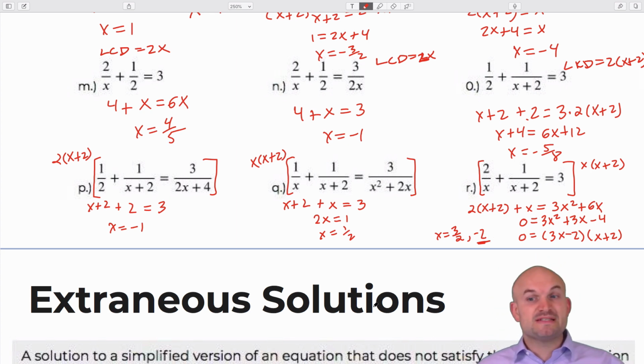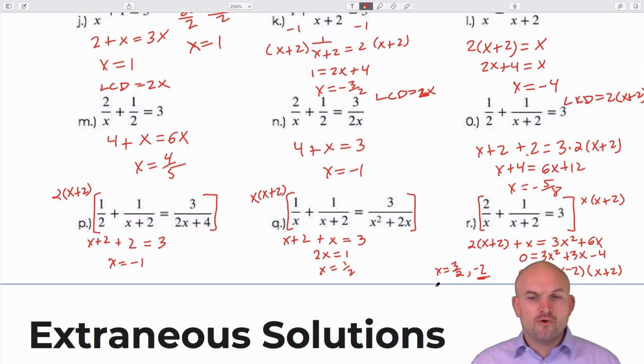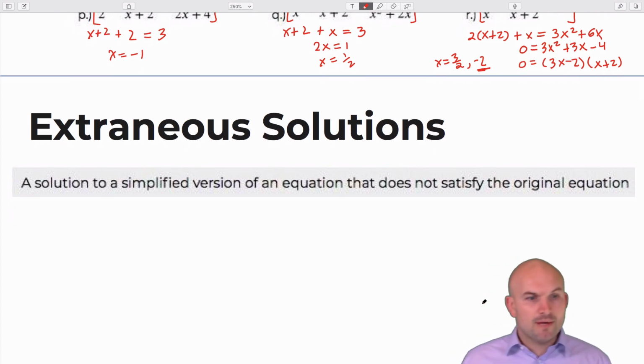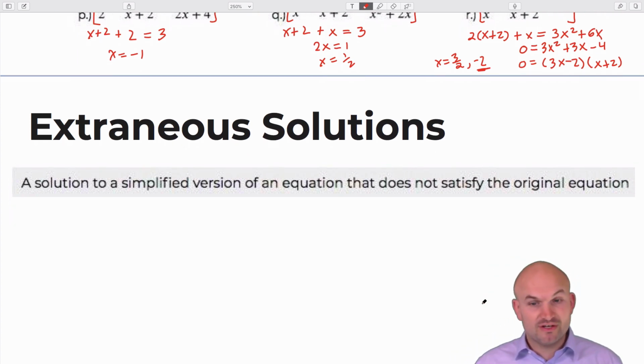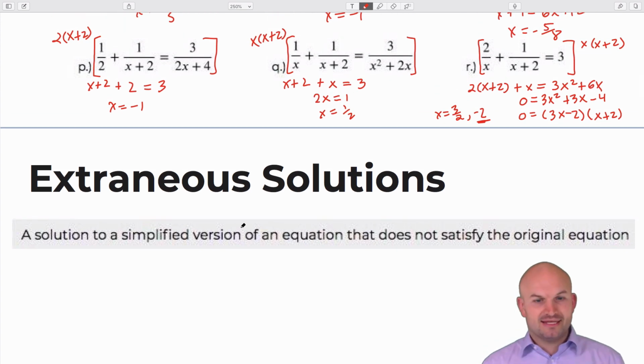That prompts me to say, whoa, let's go back and check to make sure none of our other solutions were originally excluded values. It's a really quick check, and you can see that none of the other problems we did had an extraneous solution. So we just need to really understand what an extraneous solution is. Extraneous solutions are basically solutions to a simplified version of an equation that do not satisfy the original equation. So let's look back at what we have.